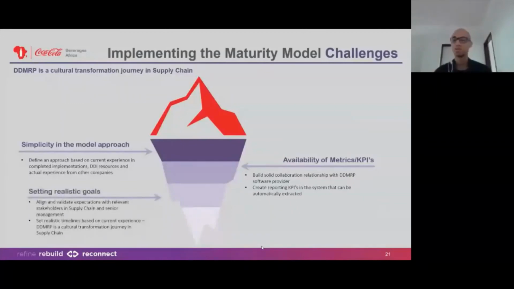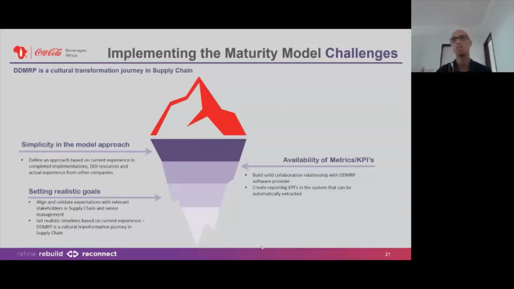Setting realistic goals is pretty key. It seems simple, but not really. These things take time, and they take longer than 6 months. The maturity that you expect from within those stages that we've designed requires around a year, or 12 months, of properly focused work.